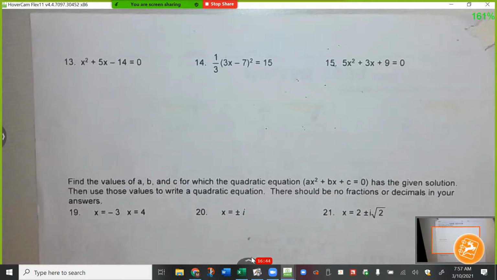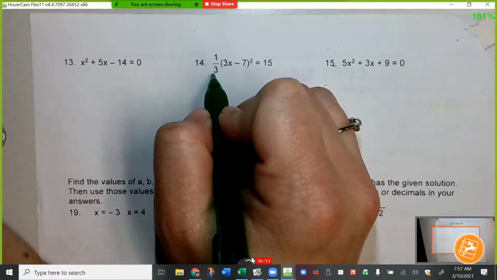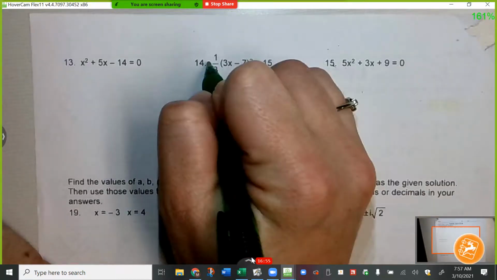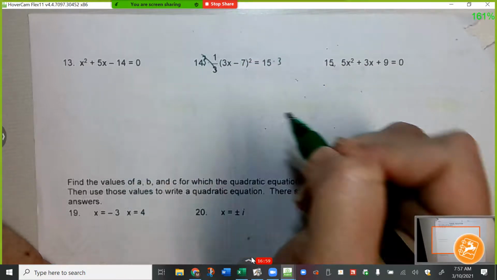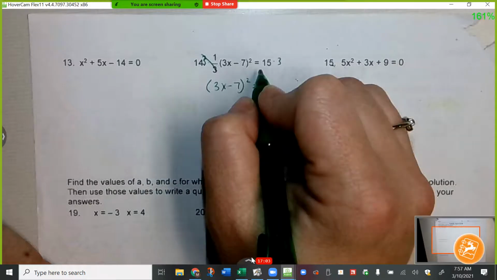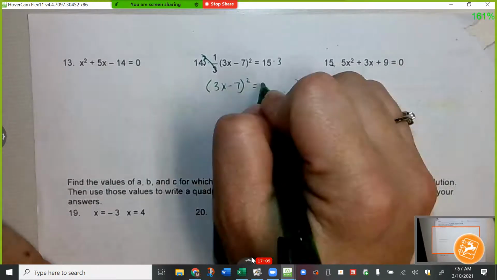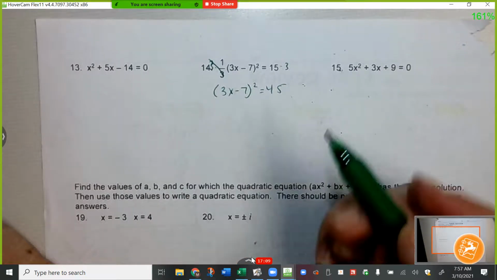I'm going to leave number 13 and 15 for you all to do, but I am going to do number 14. How do you get rid of a fraction? Well, this is the same thing as dividing by 3, multiplying by a third. So we're going to multiply both sides by 3. That cancels that. You get 3x minus 7 squared equals 15 times 3, 45. Okay, now I'm going to do square root method because I have something squared that's alone.